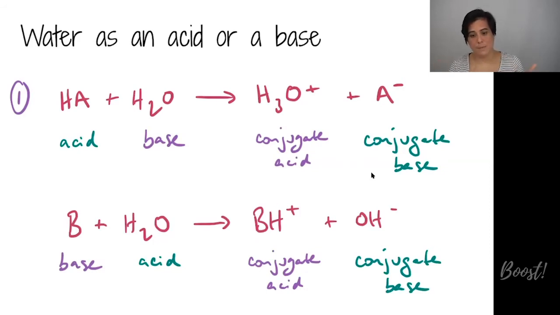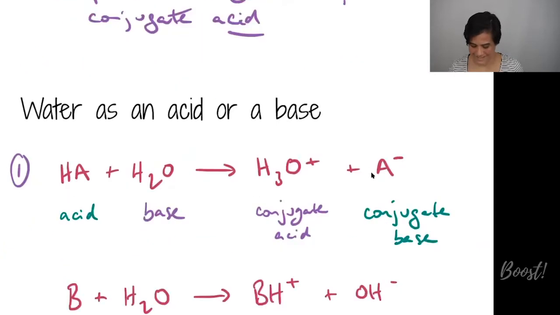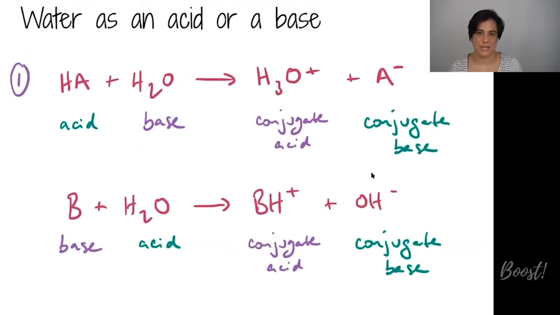So we can label on the equation our acid and base on the left-hand side, and then the acid turning into the conjugate base on the right-hand side, the A-, and the water turning into the conjugate acid on the right-hand side, the H3O+. So the species that gains a proton is the conjugate acid, and the species that loses a proton is the conjugate base.